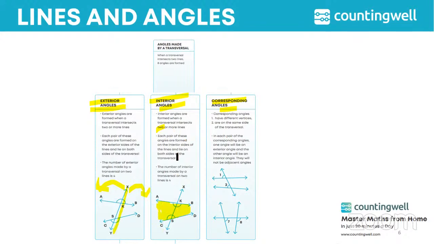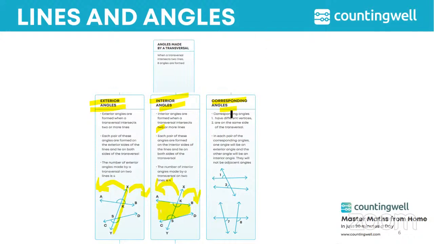Now each pair of these angles are formed on both the sides of the transversal as well. Here you can see one angle is formed on this side and one angle is formed on this side as well. So the interior angles for the transversal XY and the lines AB, CD are AKS, BKS, CSK and KSD. So the number of interior angles formed are 4.